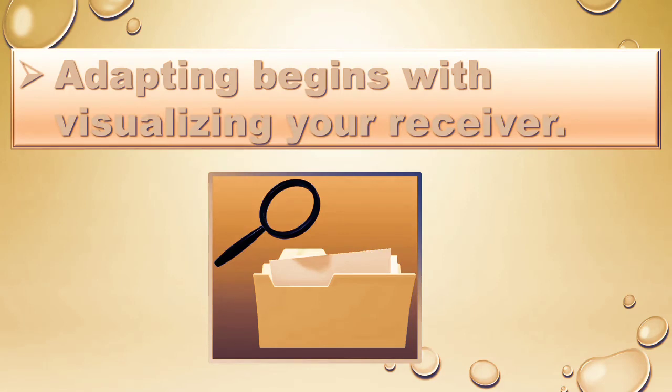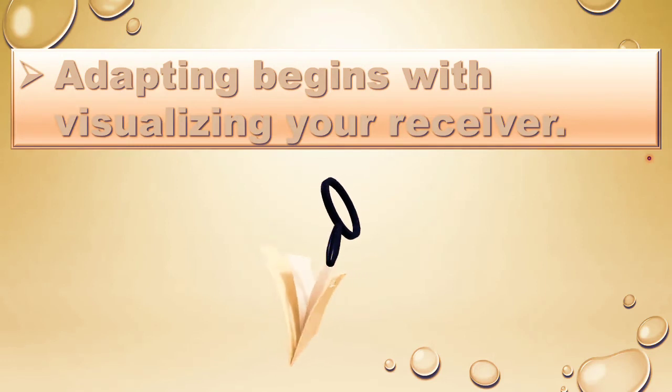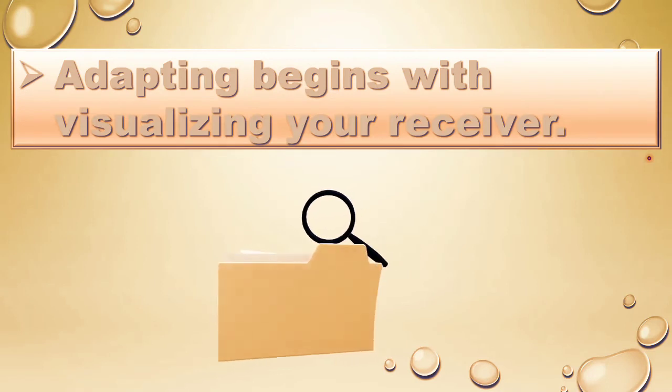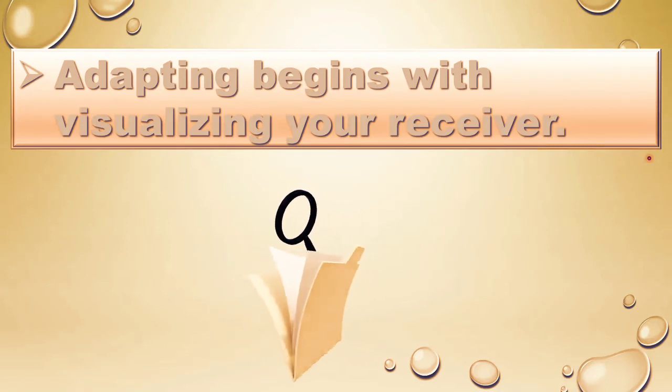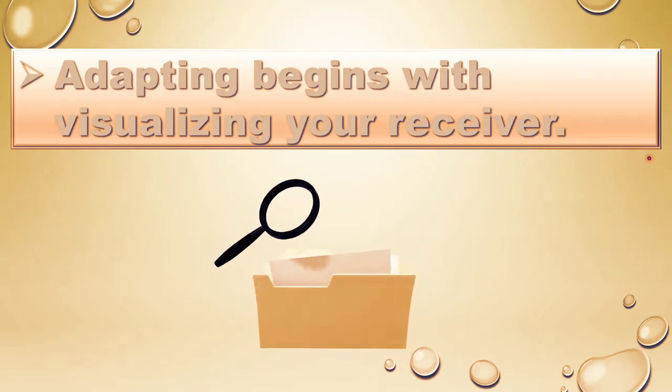Our last principle is that adapting begins with visualizing your receiver. You should form a mental picture of who they are, how much they know about your subject, what their educational levels are, and how they think. Then, keeping your receiver's image in your mind, you should select symbols that will communicate to them. At last, we can say that these are the basic principles of adaptation, which are very necessary for making effective communication with a reader or receiver.